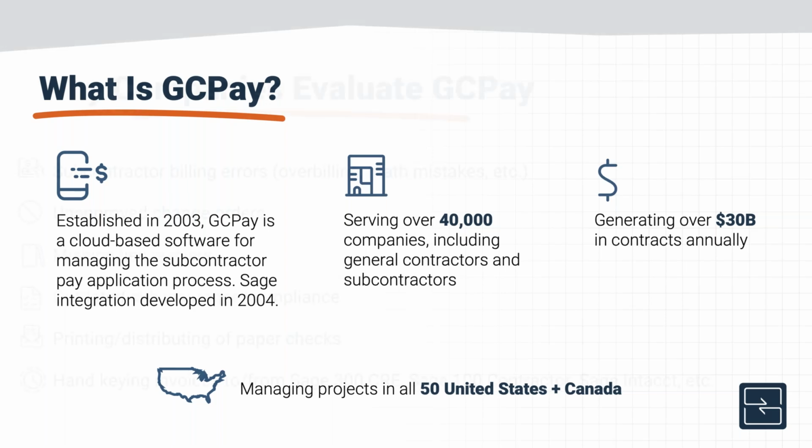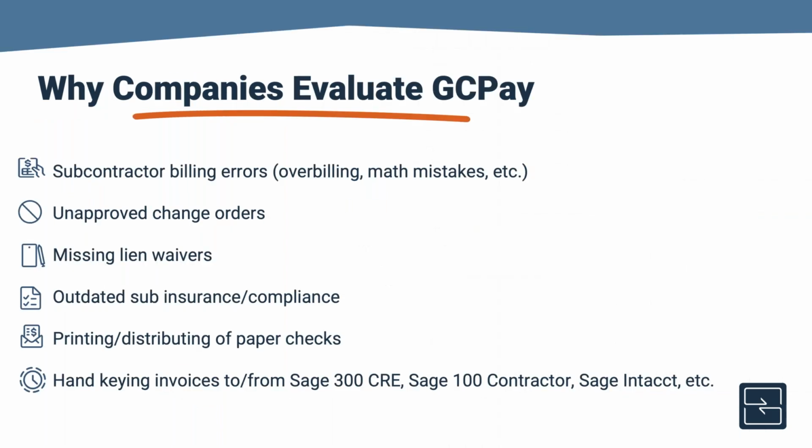So why do companies choose GCPay? Well, with having the direct integration into your Sage platform, we are able to eliminate that additional hand keying or double entry. Subs can easily submit their billing straight into the platform. Your appropriate approvers are all automatically notified, completely eliminating those back and forth emails, those bogged down inboxes. And again, we're just automating that whole process.